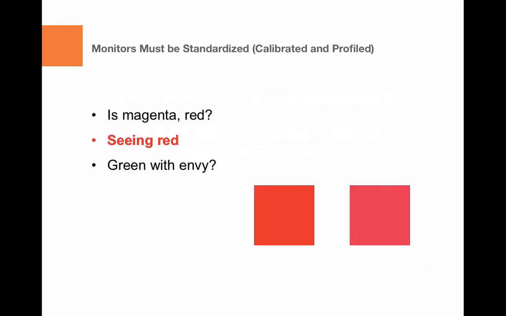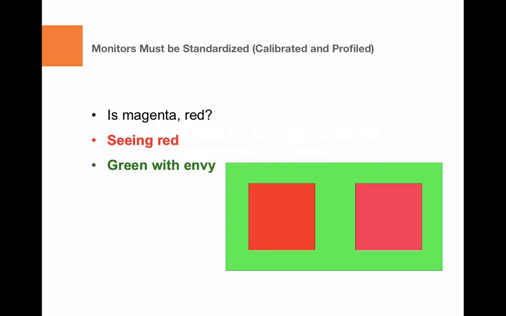You see, color is a function not only of our eyes, but also of our brain and body. For instance, is magenta red or red magenta? Well, it depends on who's talking. Have you heard the expression seeing red to describe someone who's angry? How about green with envy? Well, there's a reason why we use those terms.